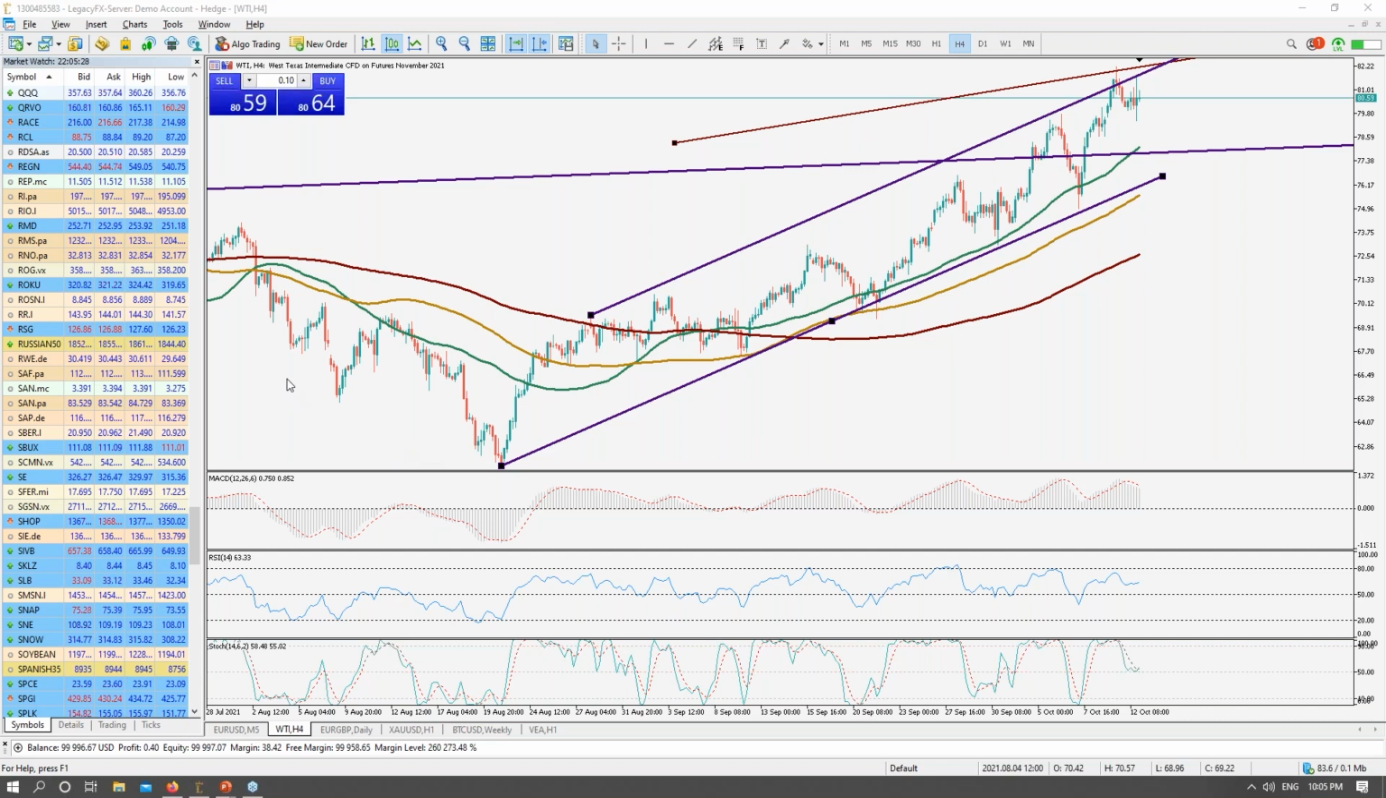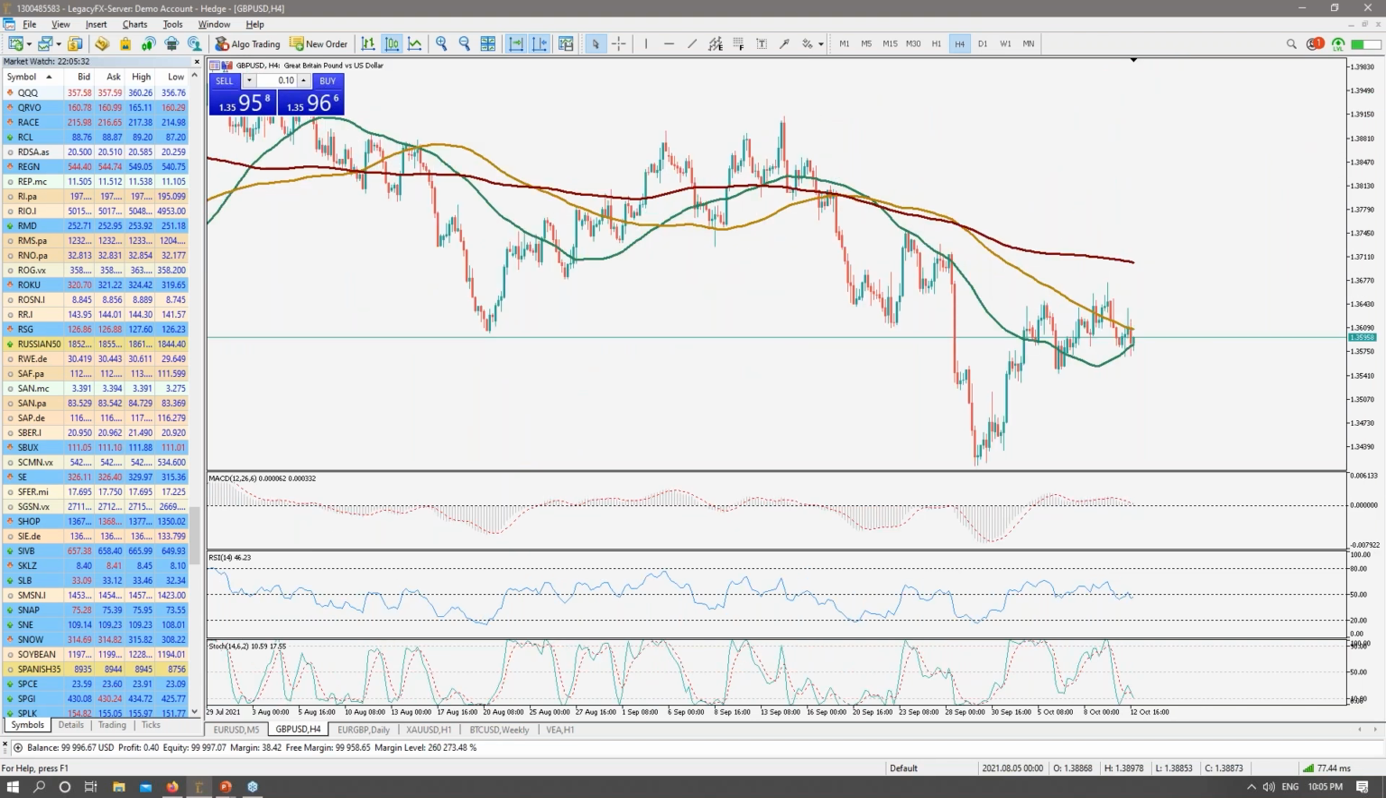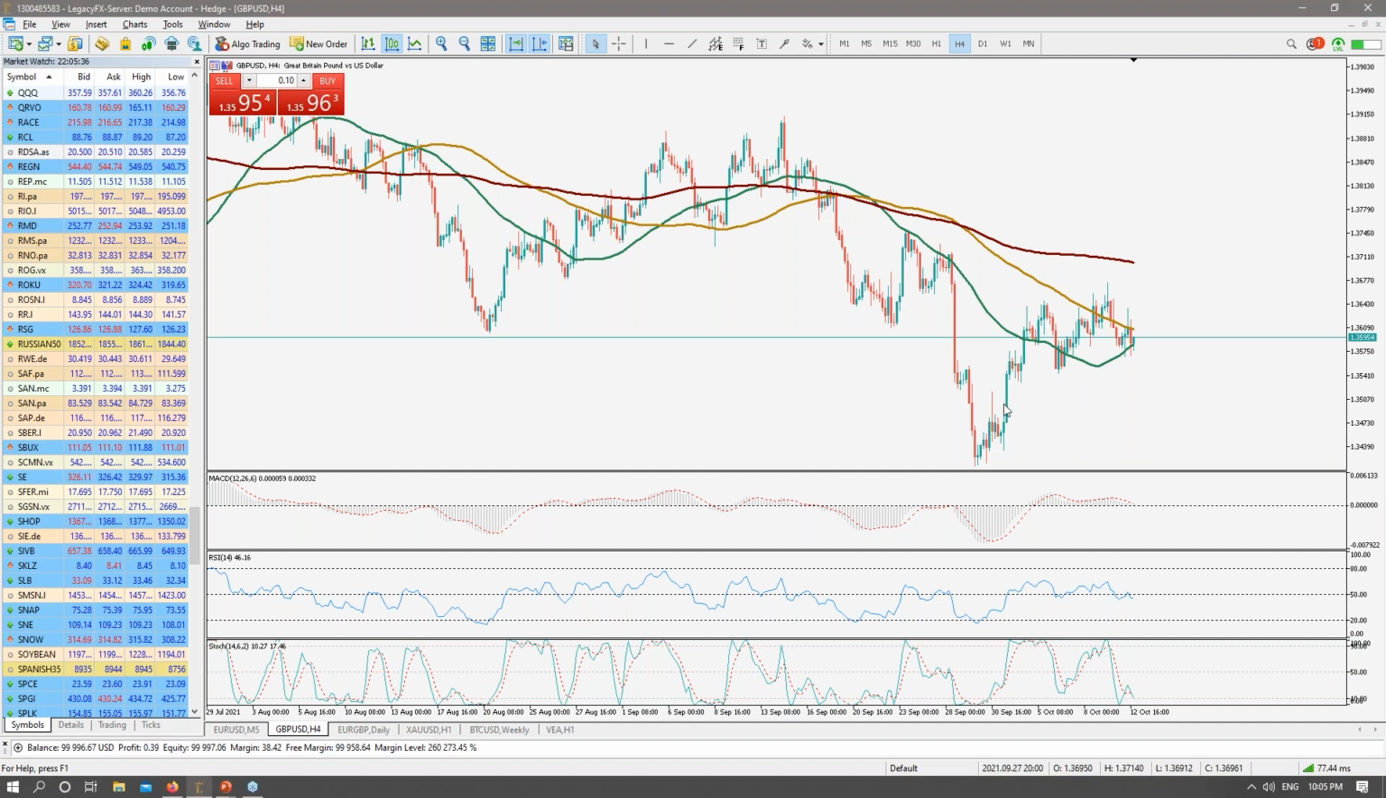What's your view on GBP USD? All right, well, that's the last one we'll do. What is my view on GBP USD? That it's moving. No, I'm just kidding. That's me. Let's take a look. Down, back up, flatlined. Why is it flatlining?